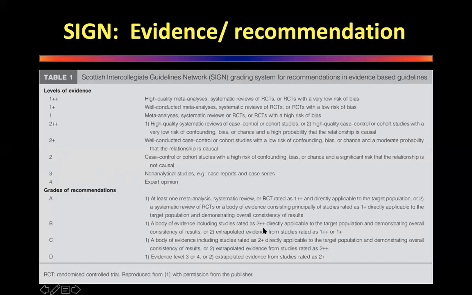Okay. So understand this. You need to go through it. I cannot teach this in an online session. You just need to read it, and it's very, very self-explanatory. But everything we talk about from now on is based on the SIGN system.